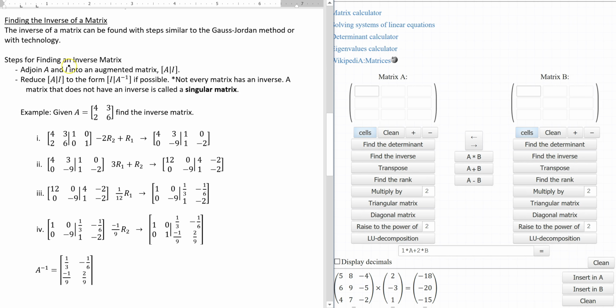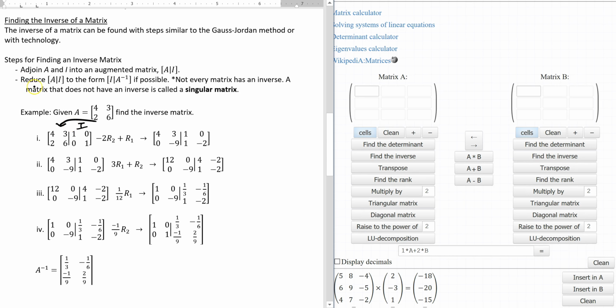So this letter I stands for identity matrix. So we're going to take a matrix that we're starting with called A, augment it with an identity matrix, and place it all in one matrix. And you'll see that I'm starting off in the example with a matrix that's 2 by 2. I'm going to place that matrix right into the left-hand side of an augmented matrix. And on the right side, I have my identity matrix.